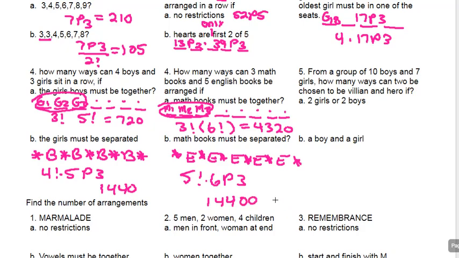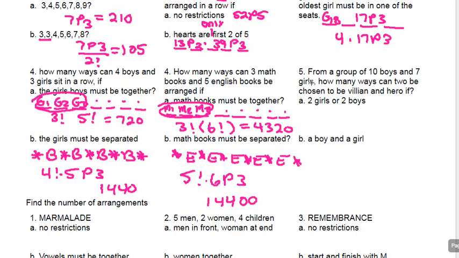All right, let's take a look at number 5. Here, I've got a group of 10 boys and 7 girls. How many ways can two be chosen out of the group for the parts of villain and hero? In this case, it could be 2 girls or there could be 2 boys.